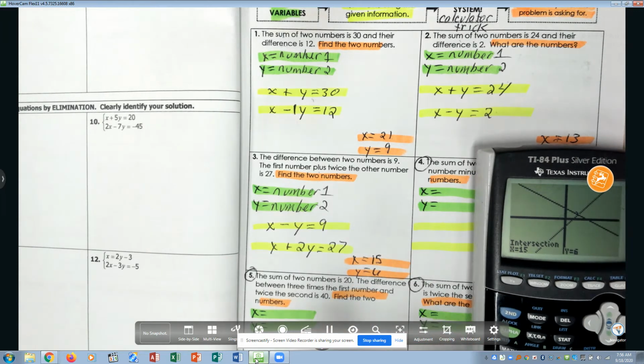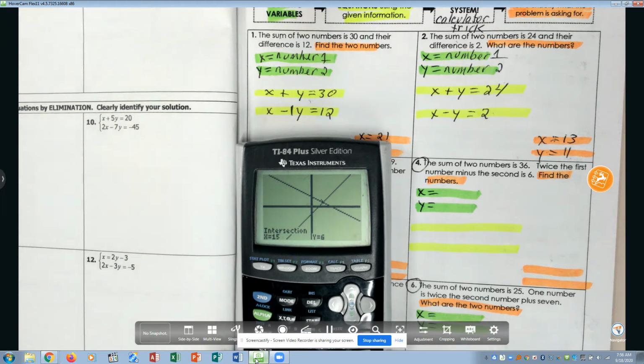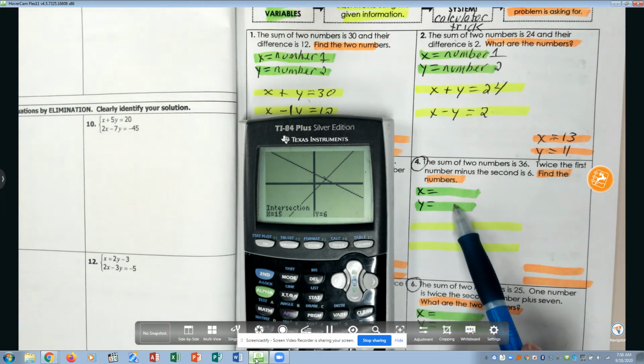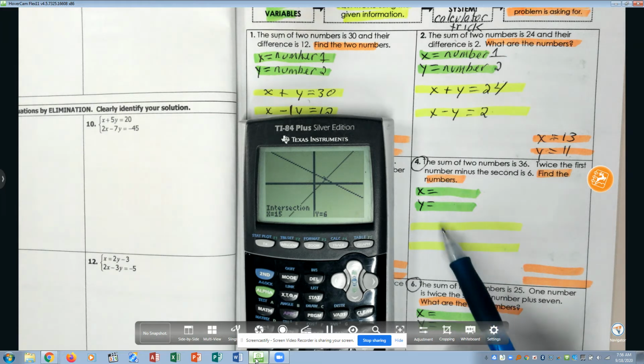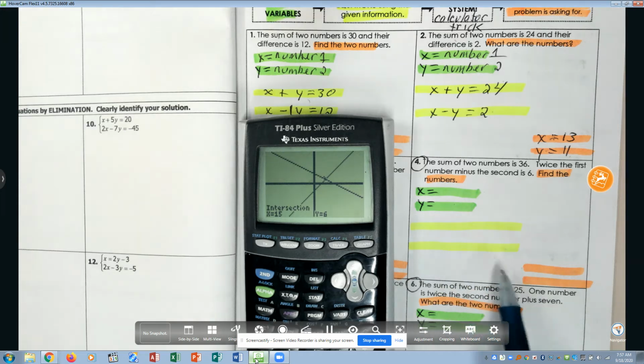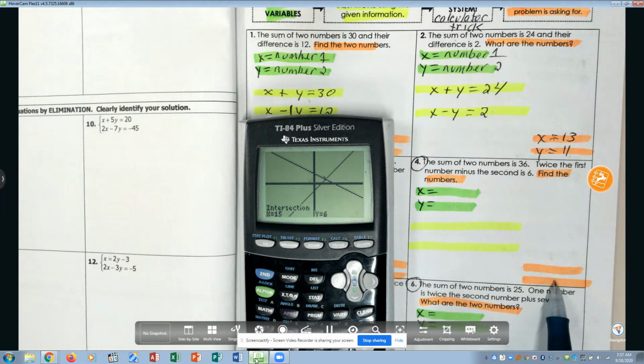Okay. For number 4, I want you to try this on your own. There are going to be 3 parts to this question. First, you need to define the variables. Second, this is going to be multiple choice. What is the system? Third, use your calculator. You can use your Chromebook app to find the solution to the system. Okay, so go ahead.